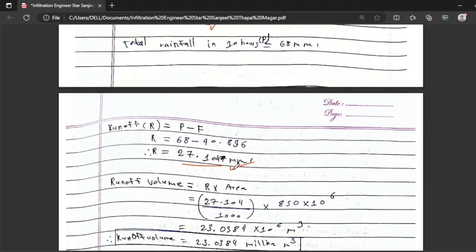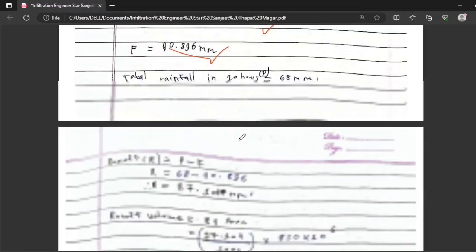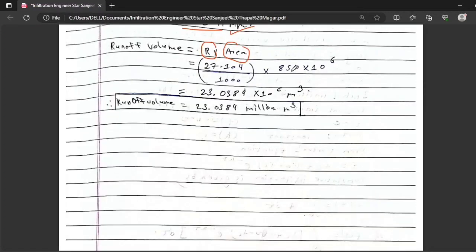This is the depth in millimeter, so volume is this depth multiplied by area. To convert millimeter into meter, we should divide by 1000. The area is 850 km². To convert kilometer into meter, we multiply it by 1000, and there is a square, so 1000 squared is 10 power 6. So the total volume is 23.038 into 10 power 6 meter cube, and 10 power 6 is called million. So 23.0384 million meter cube.